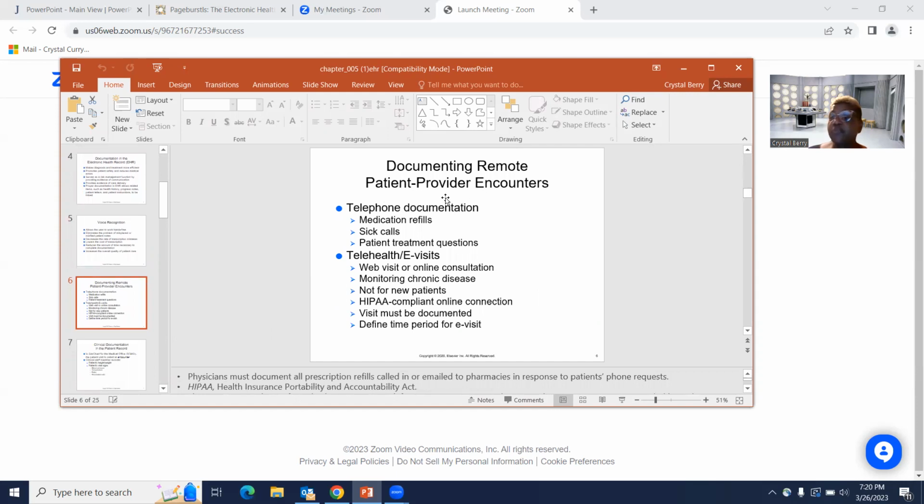Documenting remote patient-provider encounters: telephone documentation, medication refills, sick calls, patient treatment questions. Telehealth e-visits, web visit or online consultation: monitoring chronic disease, not for new patients, HIPAA-compliant online connection, visit must be documented, define time period for e-visit.